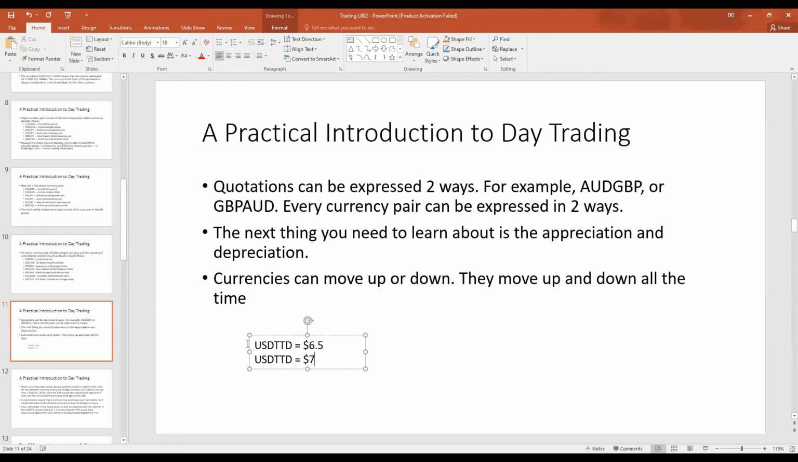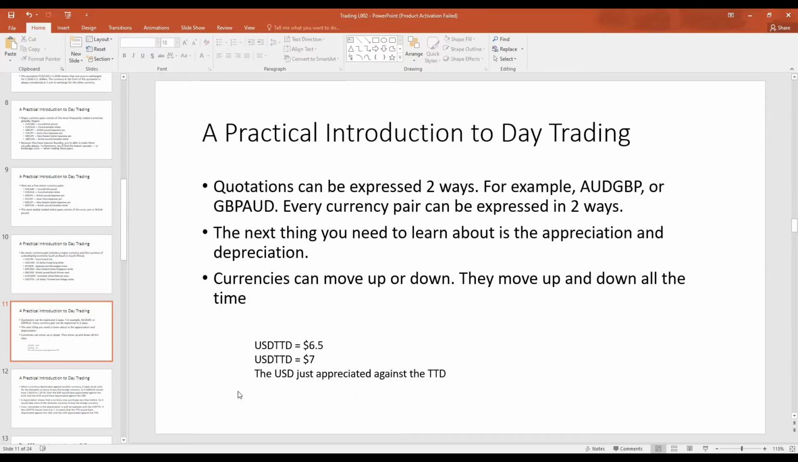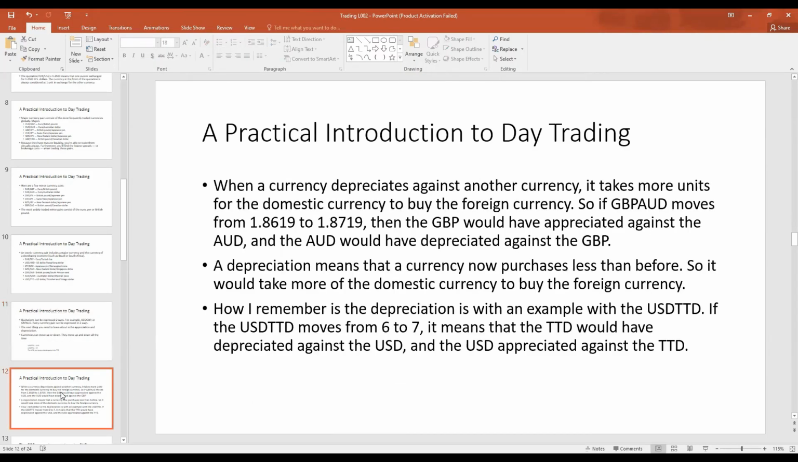This might sound technical, this might look very difficult. All I'm trying to tell you is currency values go up and they go down. Let me show you. So this is the USD CHF, and it was fluctuating. It went up, it went down, it went up, it went down, fluctuating, appreciating and depreciating. So I am moving on.